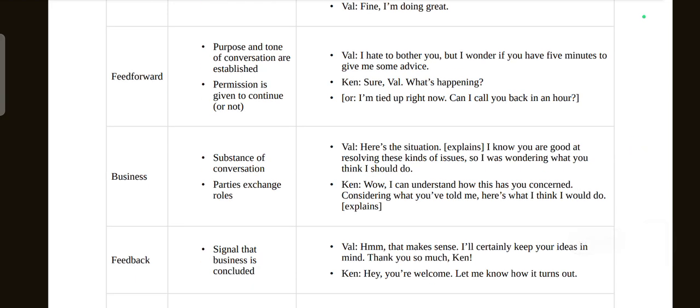And then, "I know you are good at resolving this kind of issues, so I was wondering what you think I should do." And Ken also responds and says, "Wow, I can understand how this has you concerned, considering what you've told me. So here's what I think I would do." And then Ken explains the thing that he advises to Val.